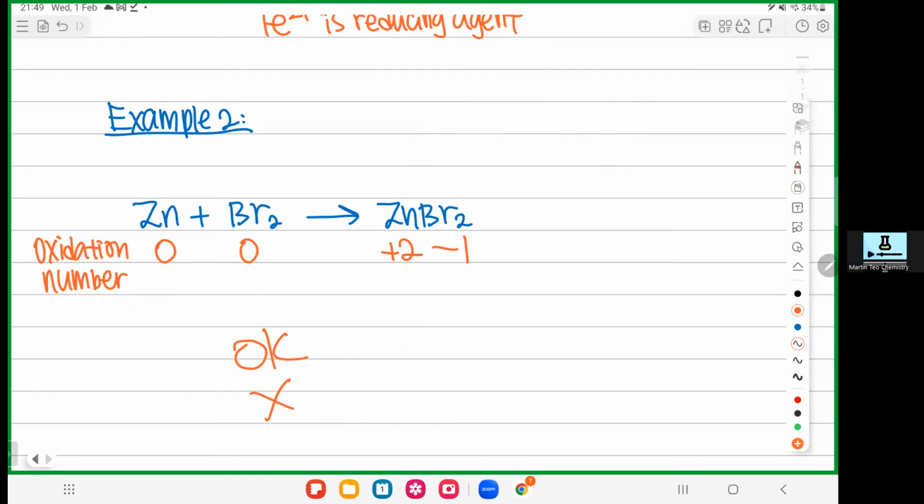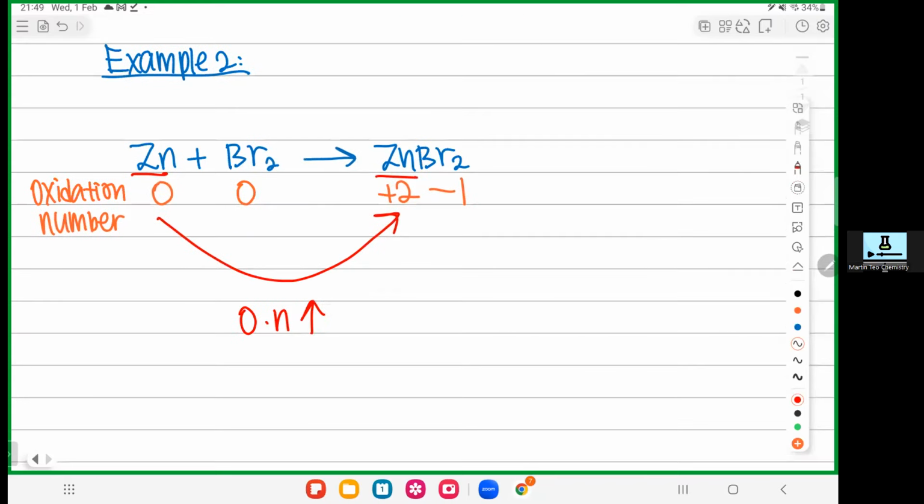Okay, good. So after you list out the oxidation number, then you can do your apple to apple comparison. So let's look at it. Zinc, compare with zinc. 0 to +2, oxidation number shoots up, right? So oxidation number increases according to the table we learned today. Oxidation number increase is oxidation. So zinc undergoes oxidation.